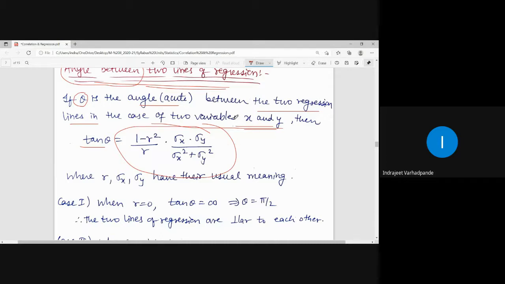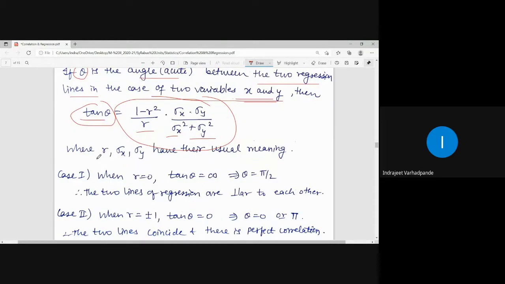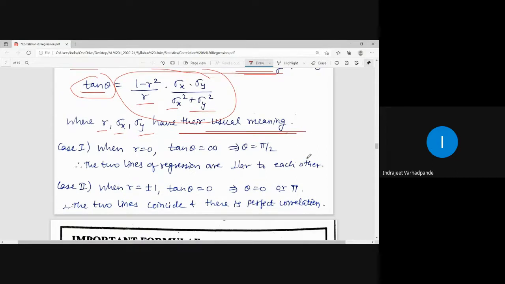So the angle between the two lines of regression is an acute angle denoted by theta, given by tan theta is equal to (1 minus r square upon r) into (sigma x into sigma y upon sigma x square plus sigma y square), where r, sigma x, sigma y have their usual meaning. Now again, depending on the nature of theta, we have categorized it into two different cases.